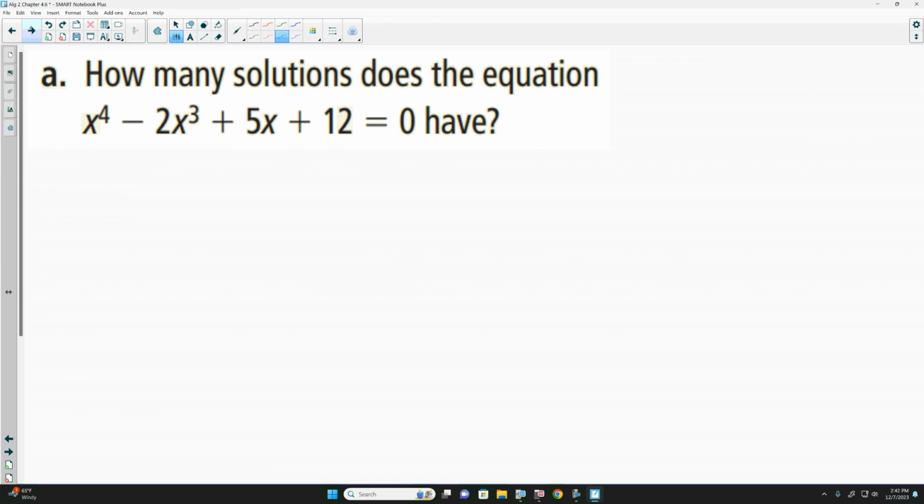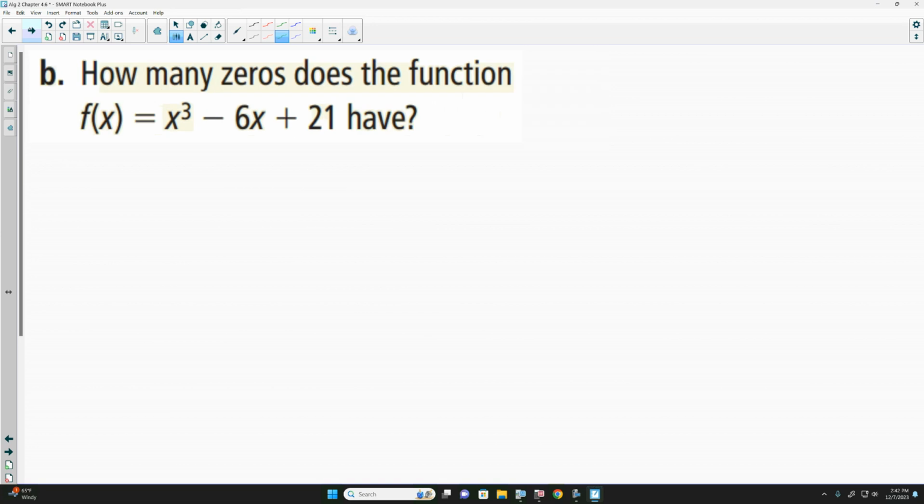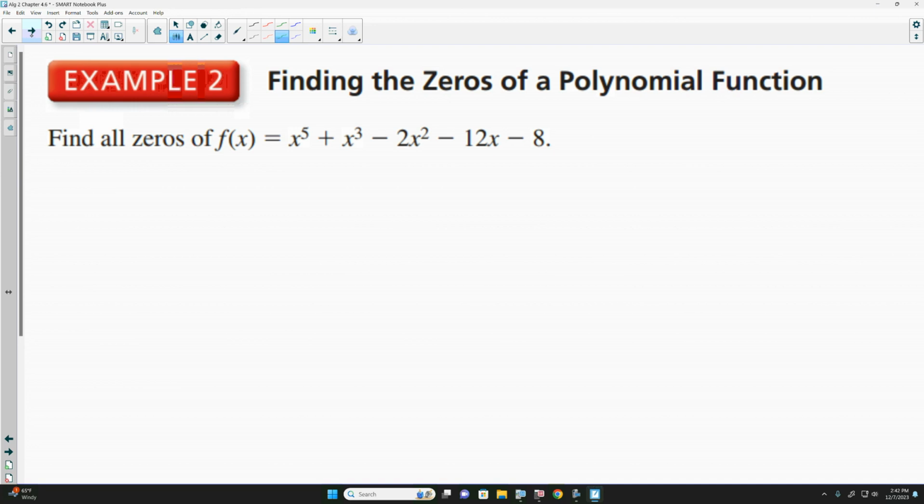Here, how many solutions does this equation have? 4, because the degree is 4. How many zeros does this function have? 3, because the degree is 3. Yep. All right.